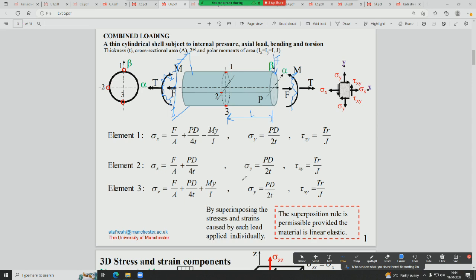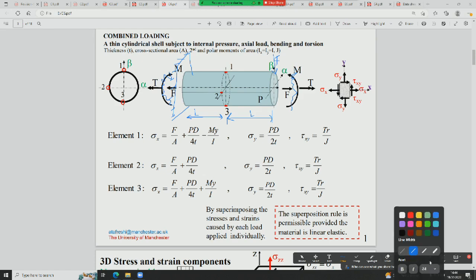Does it answer the question? And if it is at the support end, obviously, if this is L as well, then M becomes F times L. Everything else remains the same, but the value of the bending moment changes. Okay, anything else about this chapter?